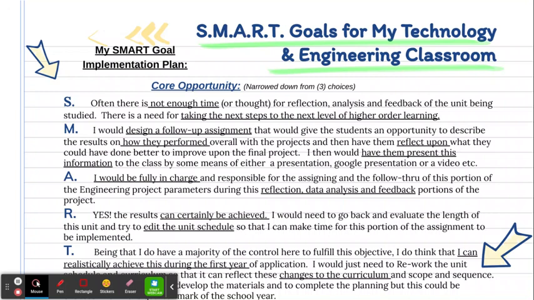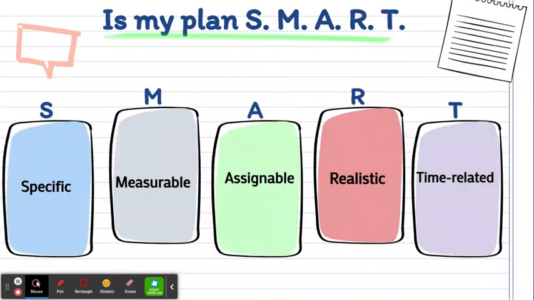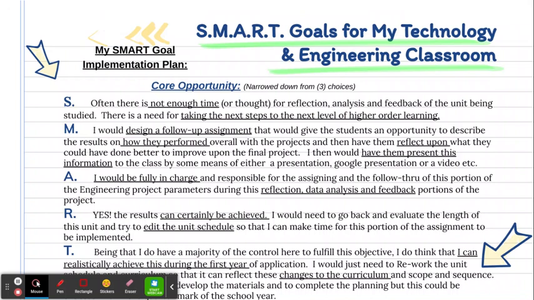So it is definitely something that I would have to follow through on to make sure that the students are actually doing this. For the R, which is realistic, yes, my plan here is definitely realistic and it can be easily achieved. I would just have to go back and edit some of the unit scheduling and the scope and sequence to make it fit in. As far as time related, can I realistically achieve this during the first school year? I would say yes, I definitely would be able to.